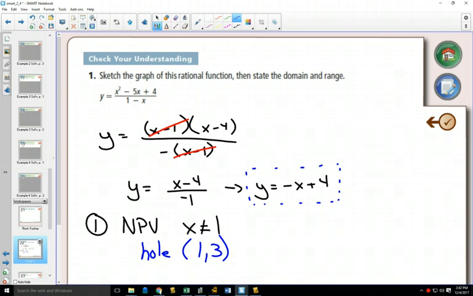Anytime that your non-permissible value simplifies and goes away, that's telling you it's going to be a hole. And then once you know that it is a hole, you take the simplified equation, which is right here, negative x plus 4, plug in x is 1, and you get y is 3.